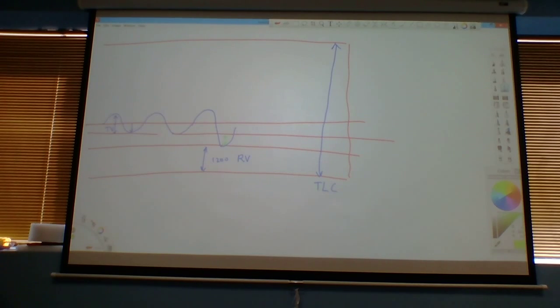So this reserve volume is reserved for what? For forced expiration. Expiratory reserve volume is reserved for forced expiration, when you use force, not natural. I mean, not spontaneous.